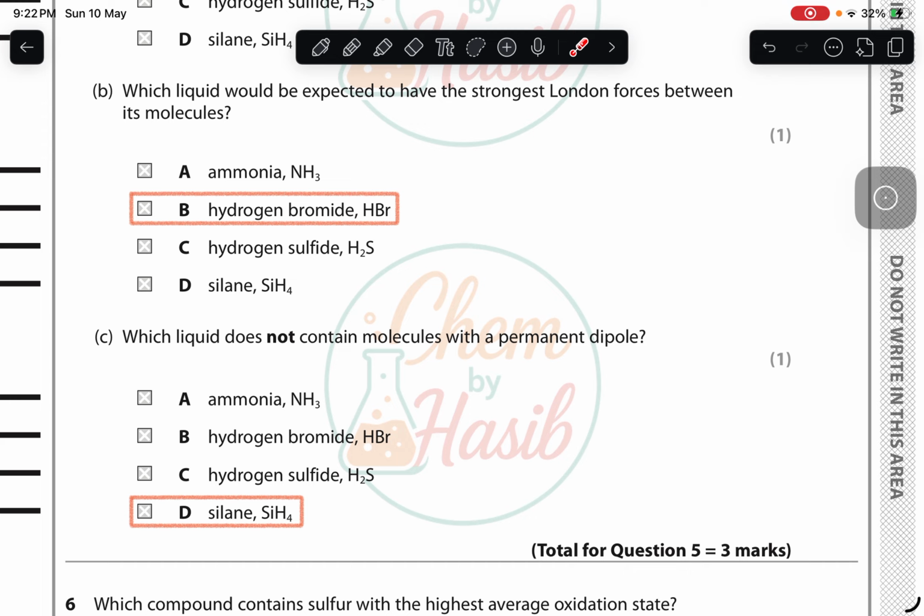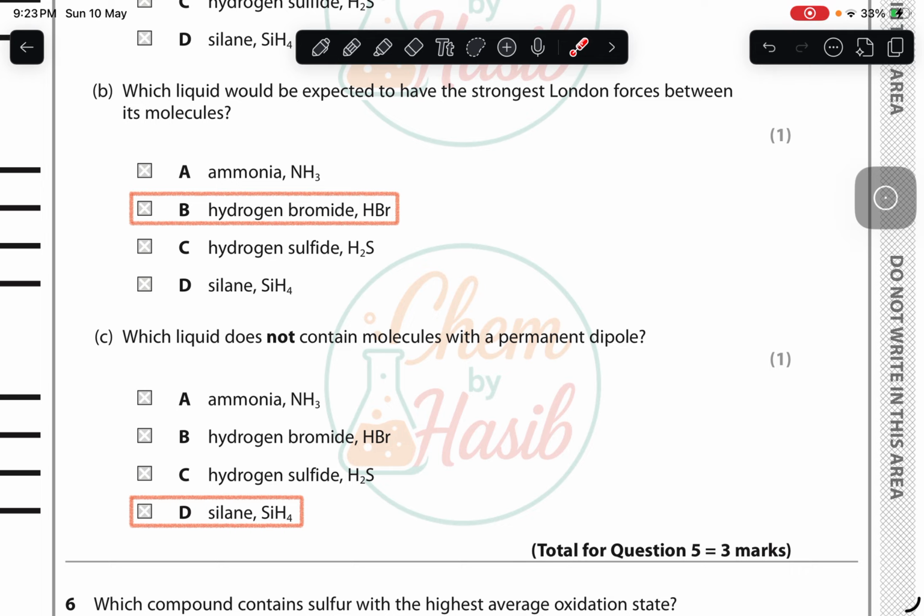See, ammonia is a polar molecule. It will have molecules with a permanent dipole, right? And no, we should check. No, just a minute. It's not about being non-polar, or is it about having an electronegativity difference?